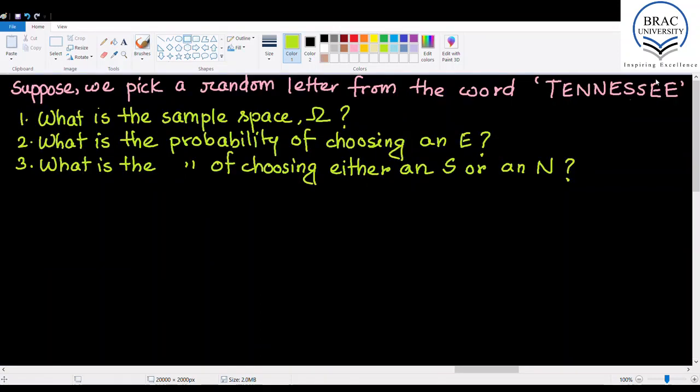Here's another problem. In this problem, the statement is, suppose we pick a random letter from the word Tennessee. Yeah, so it's a 9-letter word. There's some repetition of letters here. So question 1 is, what is the sample space?